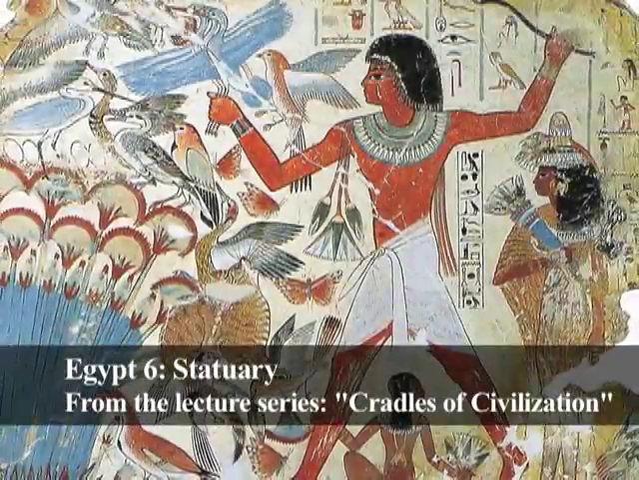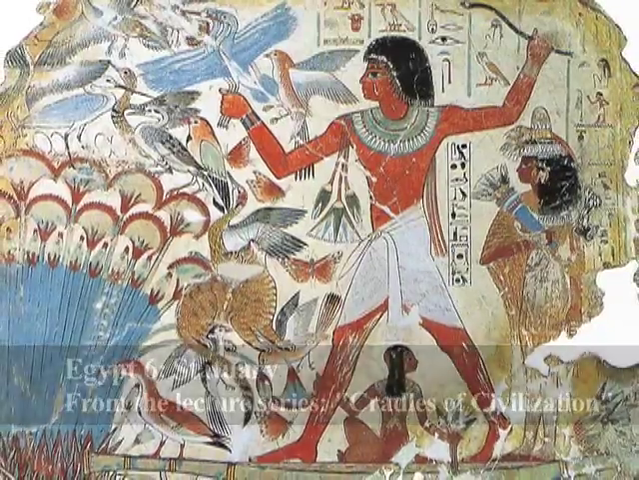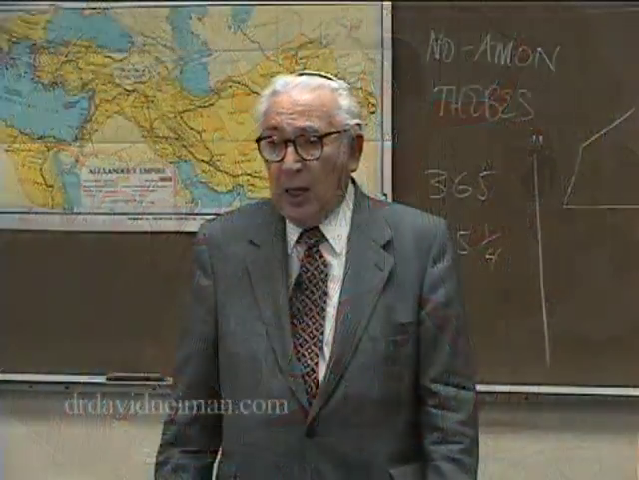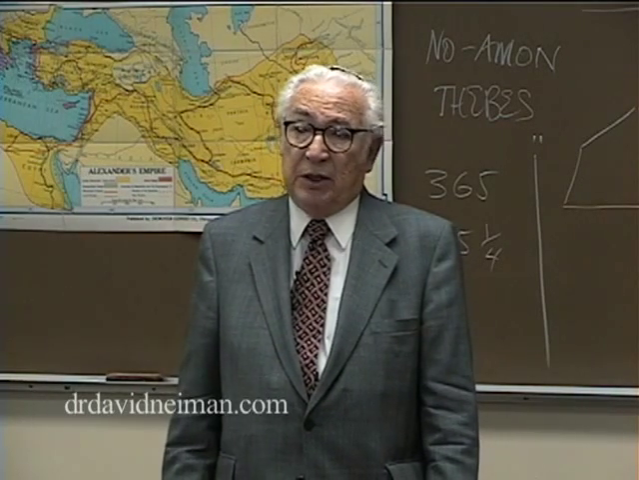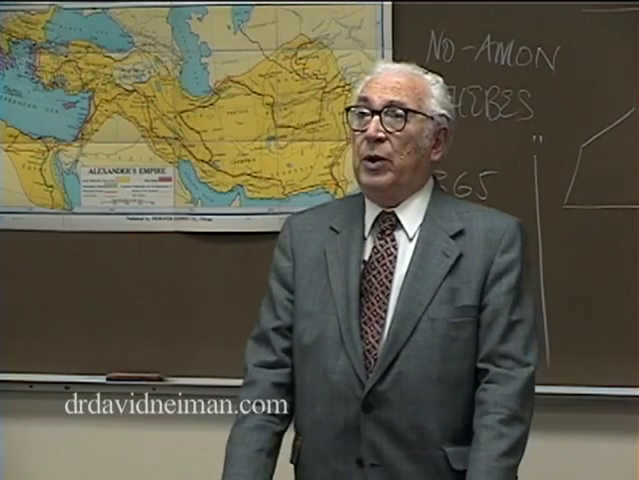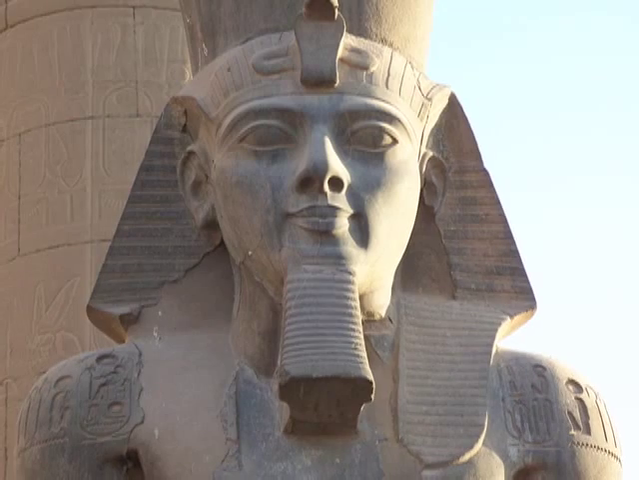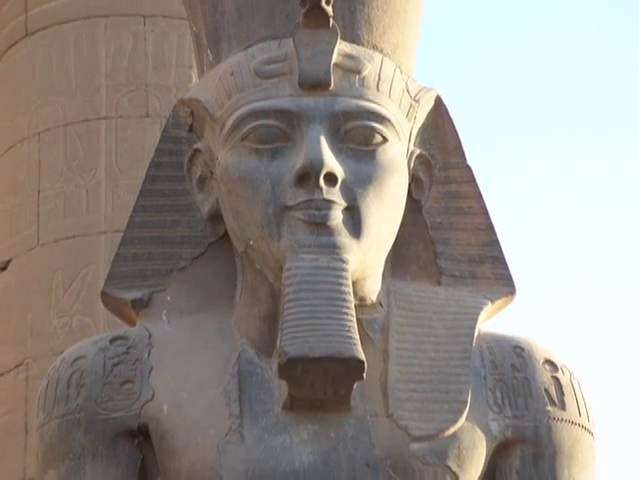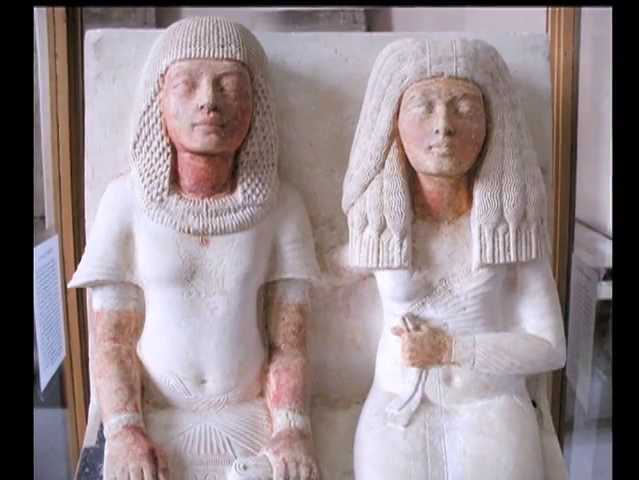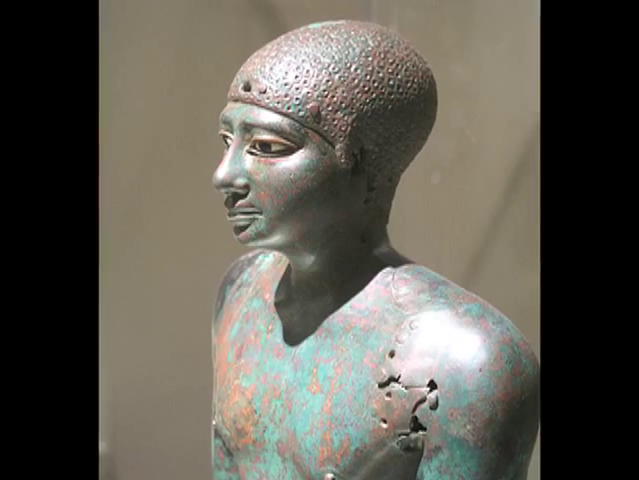In Egypt, you also have the development of a tradition of artistic representation. And the tradition of artistic representation is very interesting. First of all, we have sculptures, many sculptures. Obviously, the kings, the pharaohs, had sculptures made of themselves and of their wives. And there were noblemen who had sculptures made of themselves.